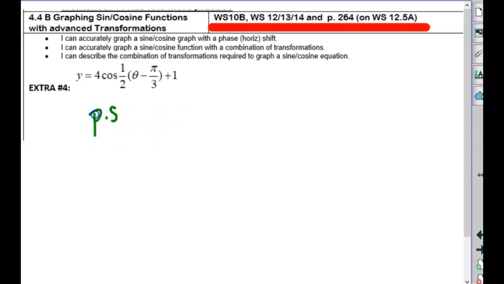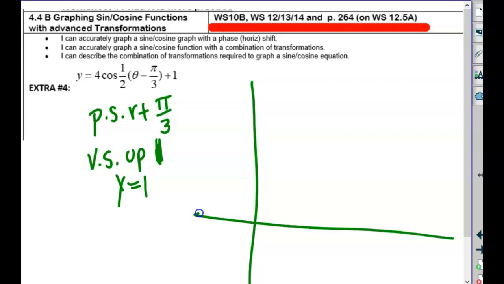Say it again. Phase shift, right, pi over 3. What else? Anything? Okay, vertical shift, up 1. So the midline is y equals 1. And as usual, we're going to get a great Hofbauer graph out of this.